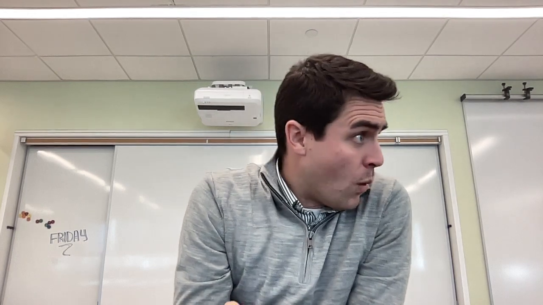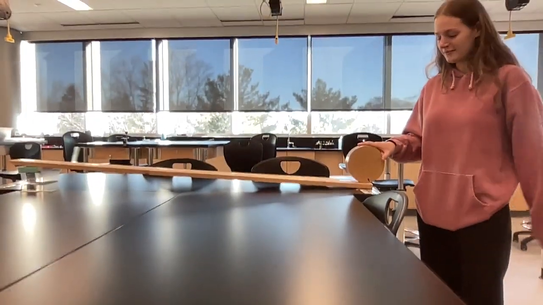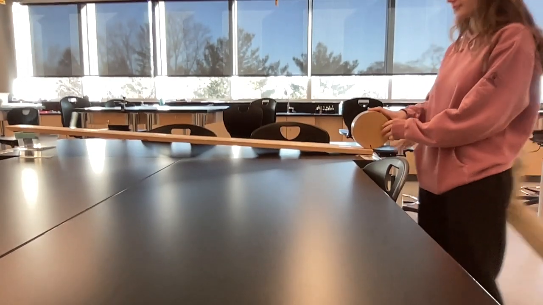Abby's going to help us with our rolling kinematics lab. She's going to help us gather some data. What we're looking at here is an object that's on a ramp. Here's our ramp, and Abby's going to roll this object down the ramp.